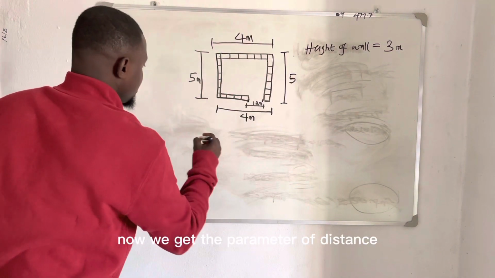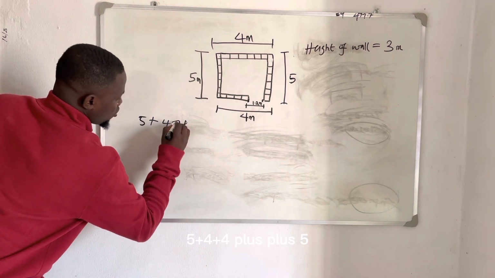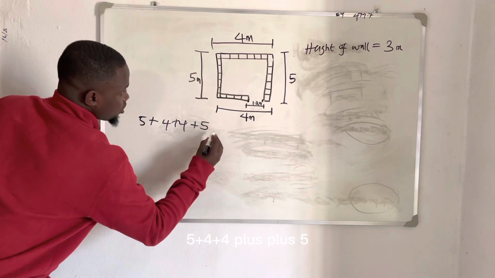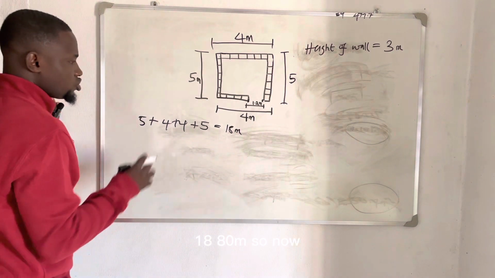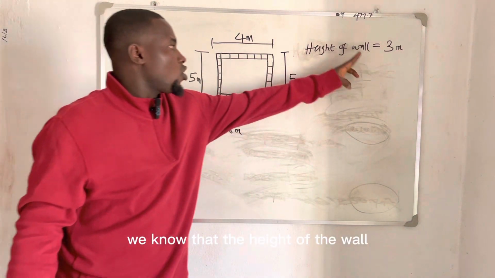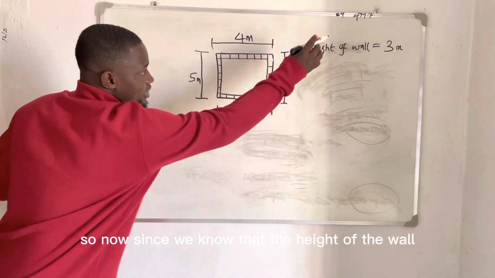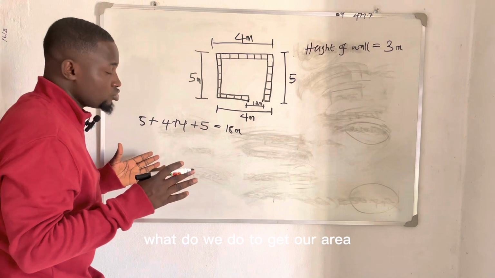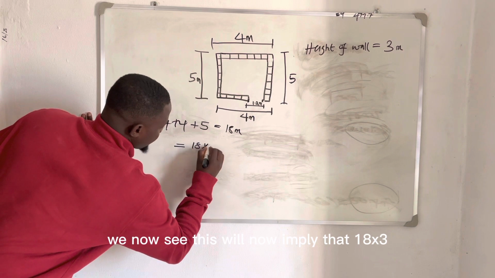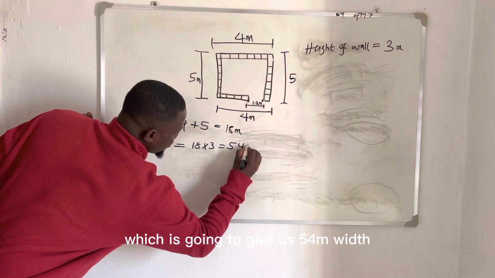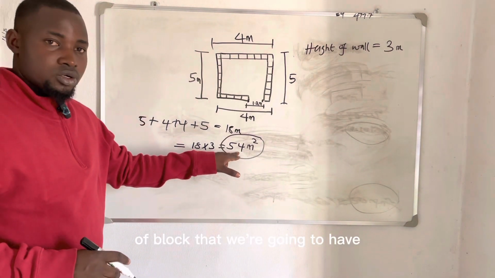Now we'll get the perimeter of this thing. So we're going to have 5 plus 4 plus 4 plus 5, so we're going to have a total of 18 meters. Now we know that the height of the wall is going to be 3 meters. Since we know that, what do we do to get our area? This implies that 18 times 3 is going to give us 54 meters squared. So this is the area of block that we're going to have.